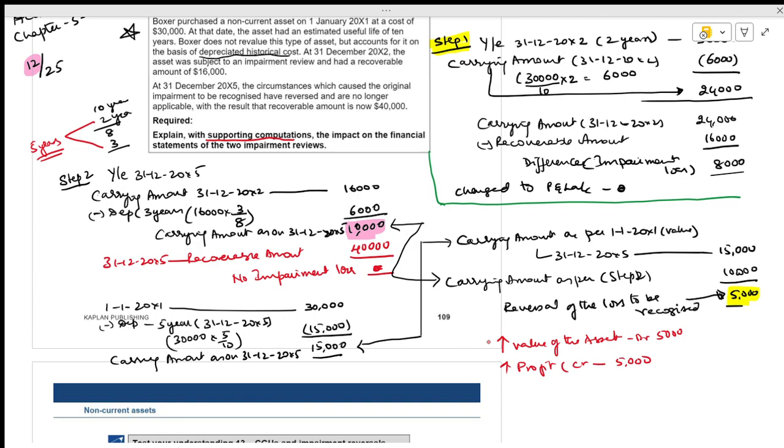Fine. This is an original impairment. How much is the original impairment? We have an original impairment. Is it right? Step 1. Original initial impairment. Initial impairment is how much? Initial impairment is 8,000. It cannot be reversed.